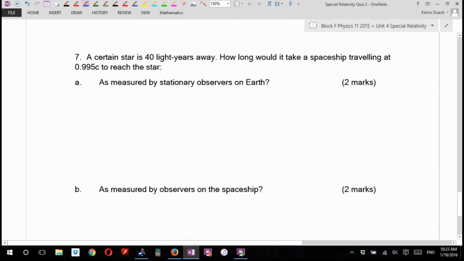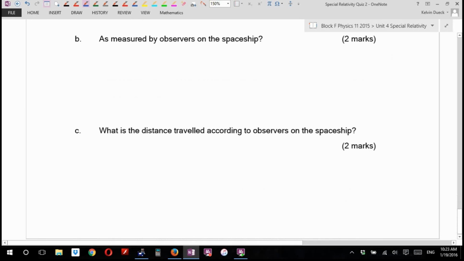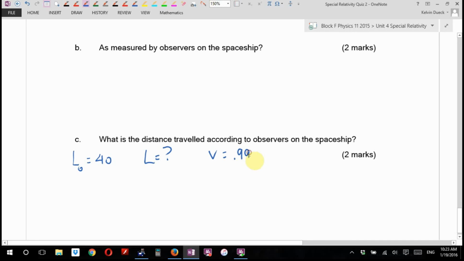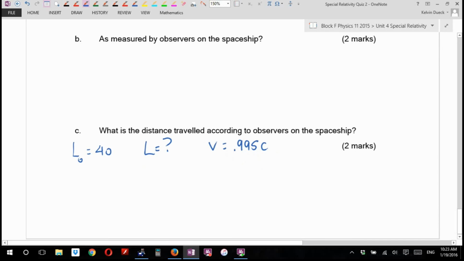A certain star is 40 light years away. How long would it take a spaceship traveling, blah, blah, blah. By the way, I can do part C now using the length equation. I could say the original length is 40 light years. What does the spaceship see when it's traveling at 0.995 C? I can actually get part C without doing part A and part B.